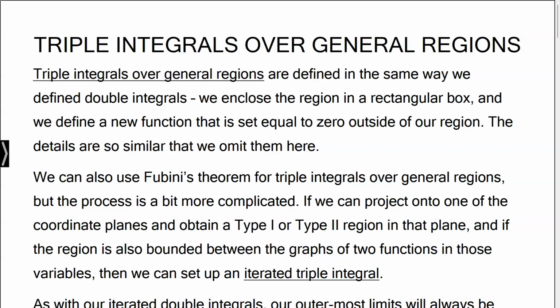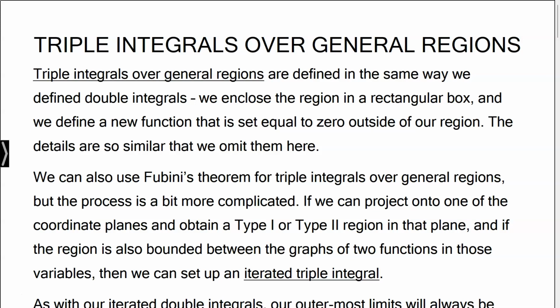Hi, everyone. So when we defined double integrals earlier, we started off by defining them over rectangular boxes, and then we moved to general regions. And we said that we could define the double integral over a general region by defining a new function that agreed with the old function, but we set it equal to 0 if it was outside that region. So we could enclose it in a box, and then that function would be defined over the box. And so we could define it using the previous definition.